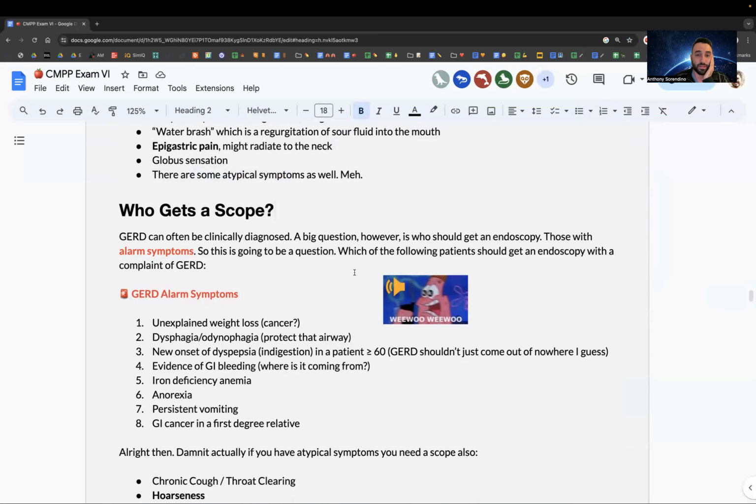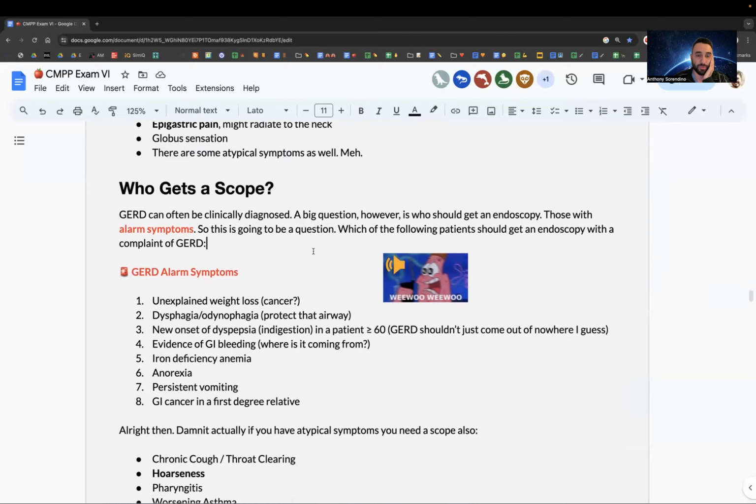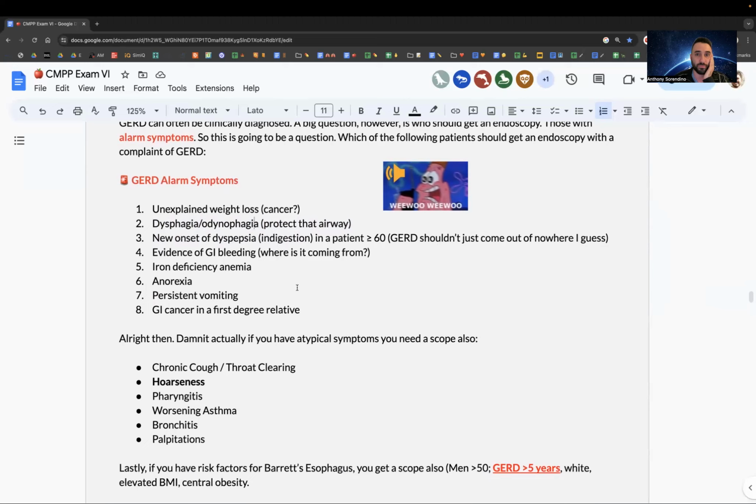All right, so GERD can be clinically diagnosed, but we can do an endoscopy as well if we have some alarm symptoms, and there's a lot of them. So if you have unexplained weight loss, kind of an obvious one, right? You want to rule out cancer, so you definitely want to scope there. Any type of dysphagia, odynophagia, which is very general, but I guess you're not necessarily going to be having trouble swallowing with GERD. If you are, there's probably something structural going on. And if you have painful swallowing, there's probably something else going on as well. So you definitely want to take a look.